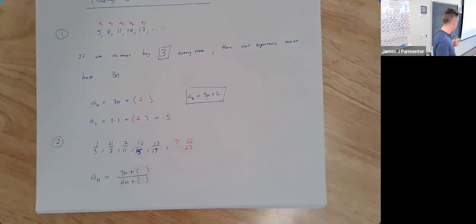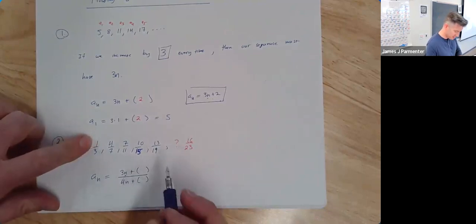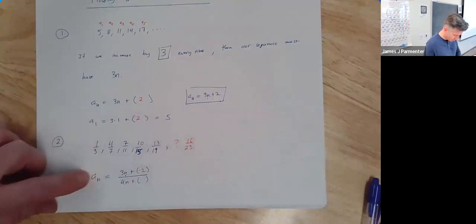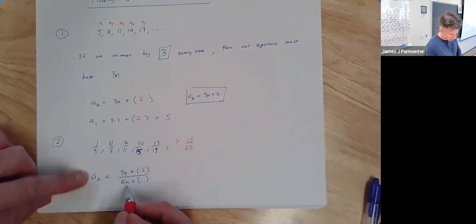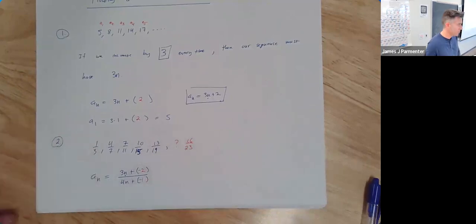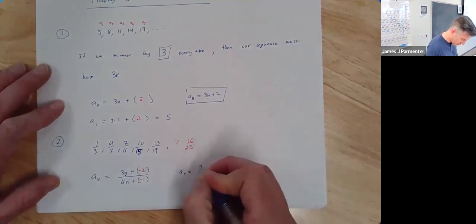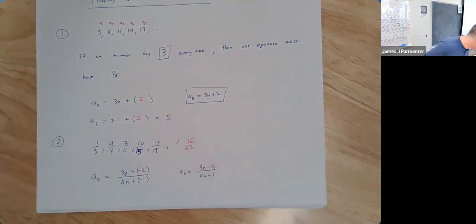So if I plug in n equal to 1, on top I'm going to get 3 times 1, and I want to get 1, so I need to subtract 2. On the bottom, when I plug in 1, I get 4 times 1. I want to get 3, so I need to subtract 1. So there's my sequence formula. a sub n is (3n minus 2) over (4n minus 1). Cool.